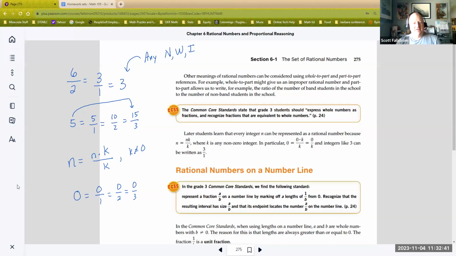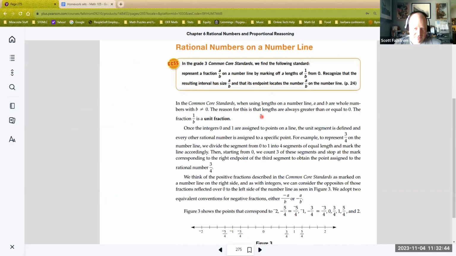Let's see here. Let's move on. Rational numbers on a number line. So grade 3 Common Core. If you take a number line, then what you want to do is be able to mark off something like 2/5. They want you as the teacher to be able to say, okay, here's a number line. Mark where 0 is, mark where 1 is, and then say, what do I want to make? I want to show a student 3/5 on a number line, which means the first thing you have to do is you have to make something that is 1/5.